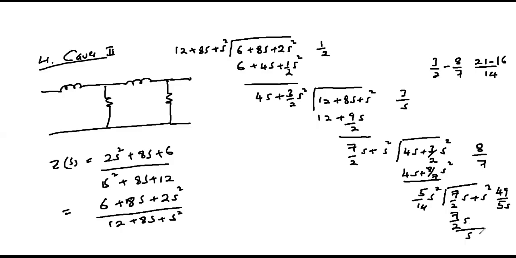The difference is s squared, which I will divide into 5 over 14 s squared. And you can notice then the term will be 5 over 14. Okay. Next, we can now draw our circuit with the following considerations.